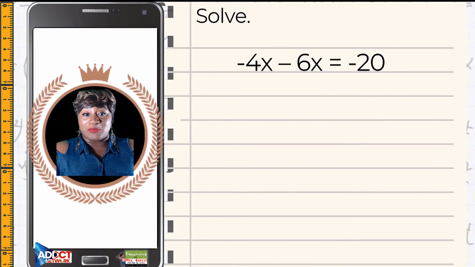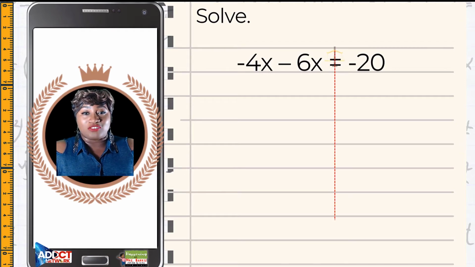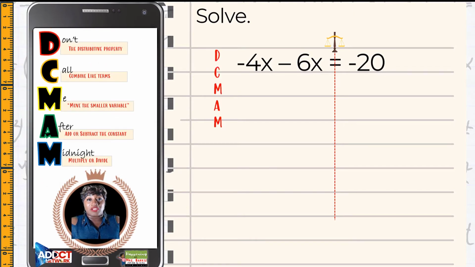Our first example, solve. Negative 4x minus 6x equals negative 20. We'll begin the problem by drawing the line down the equal sign to balance our equation. Then we're going to use the acronym DCMAM, or Don't Call Me After Midnight, to guide us in our problem solving. First, we'll check for the distributive property.